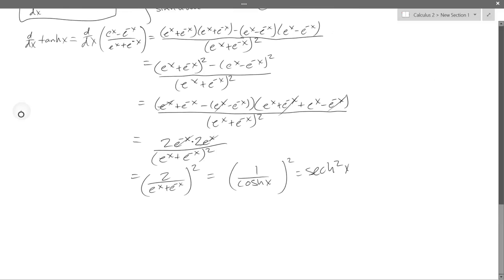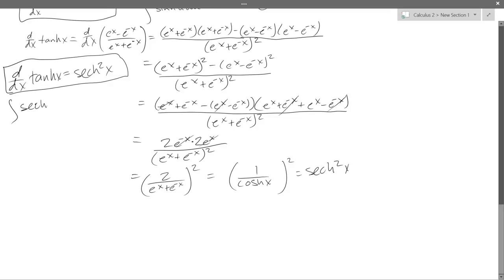So there we go, that was tanh. Now, let's just rewrite this. d/dx tanh x equals sech squared x. All right, we get a free antiderivative, which would be the antiderivative of sech squared u du equals tanh u plus c.